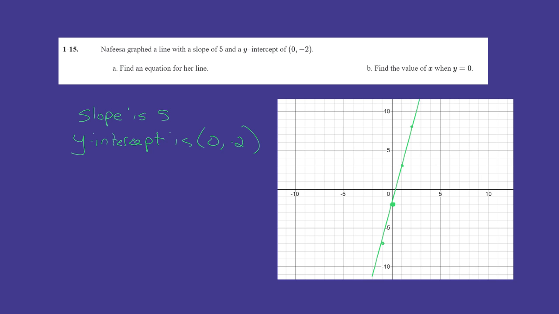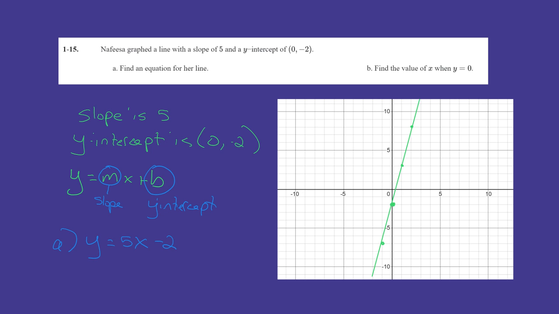Then what I would do is go ahead and use mx plus b, right? So my slope is m. M is my slope, and b is my y-intercept. So my equation would be y equals 5x minus 2, okay?